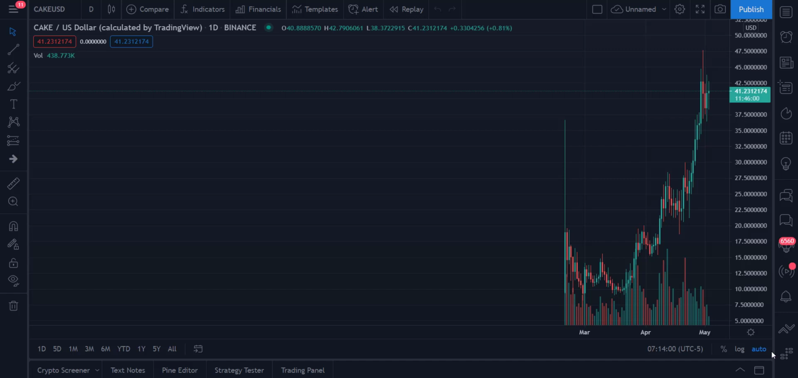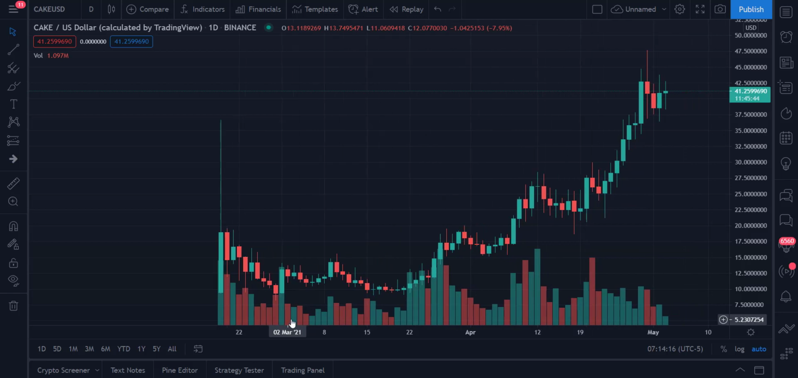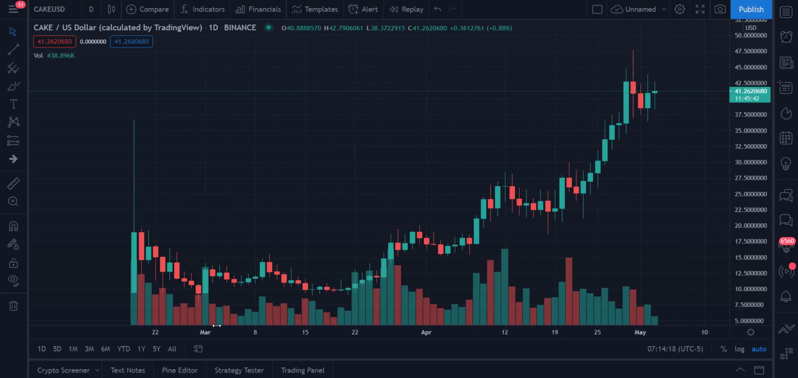Today we are taking a look at Cake versus the US dollar. This is the token for the PancakeSwap project. And today is May the 3rd, 2021. So close to making the bad May the 4th be with you joke. But here we go. Just expanding this out, you can see we've got data.